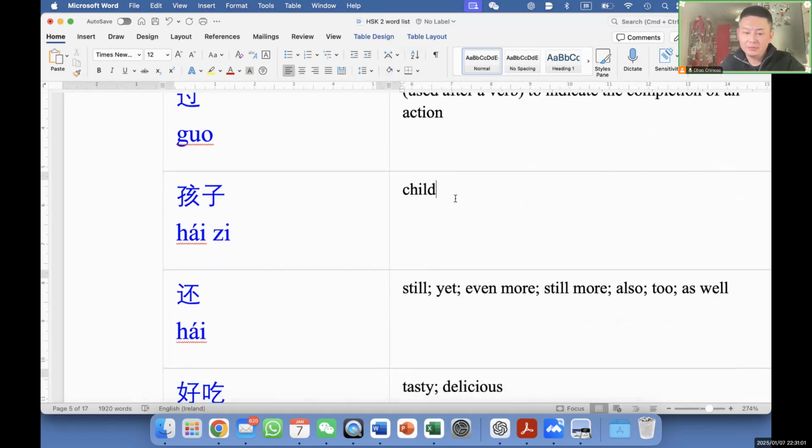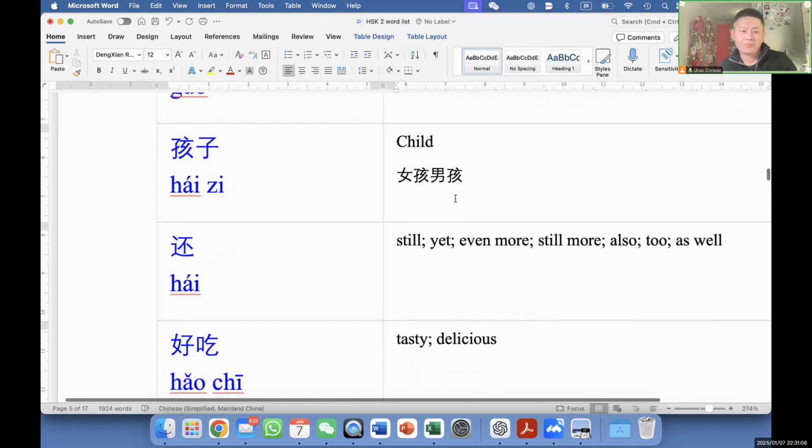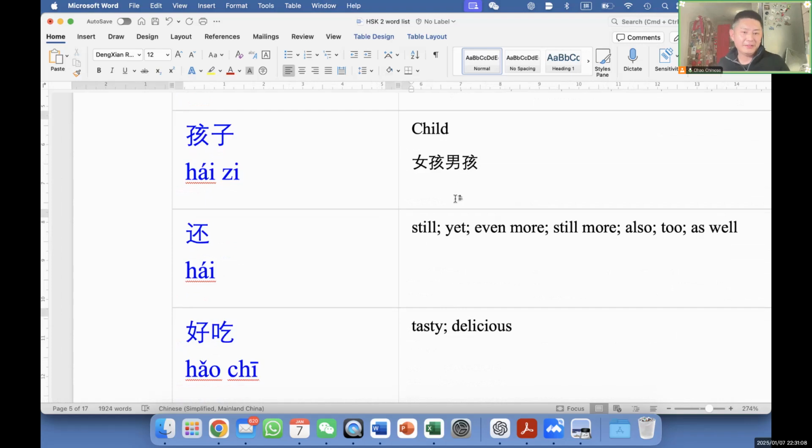Let's type that down. 女孩, 男孩. There's another 孩. This 孩 is not that 孩. This has still, yet, even more, still more, also, too, as well. What's the connection between also and still? There's something still going on, which means another action of this same action is also going on, right? Does it make sense?